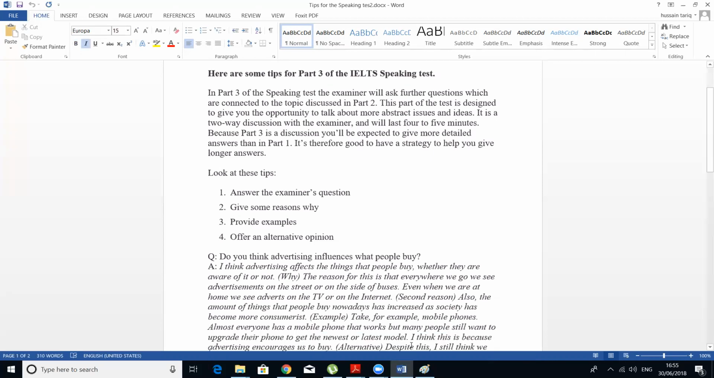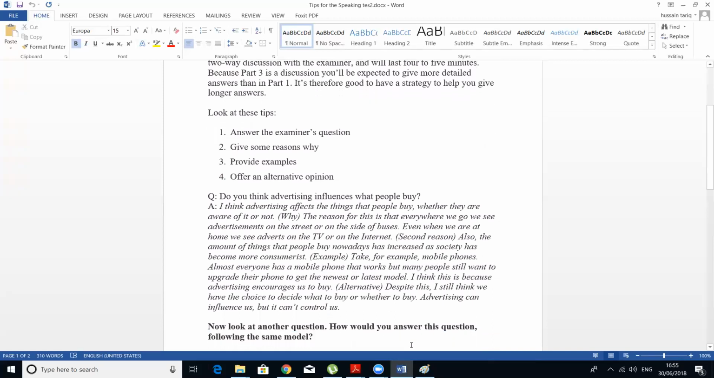So here we have a sample question and a sample answer. It says, do you think advertising influences what people buy? Now, number 1, you can see that the answer is, I think advertising affects the things people buy, whether they are aware of it or not. So this is where the student has answered the question. Now she's giving a reason why. And this is exactly what you do in writing task 2 as well.